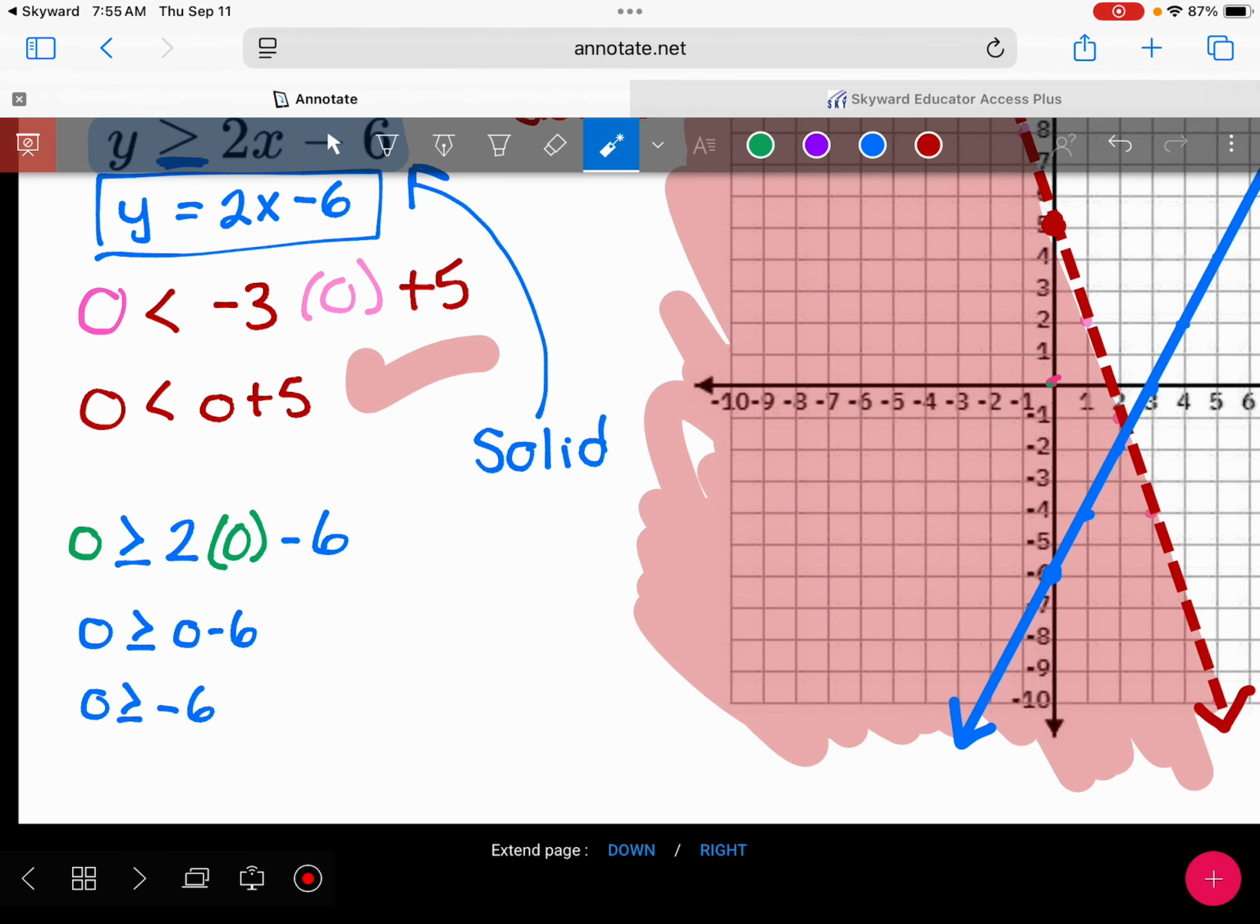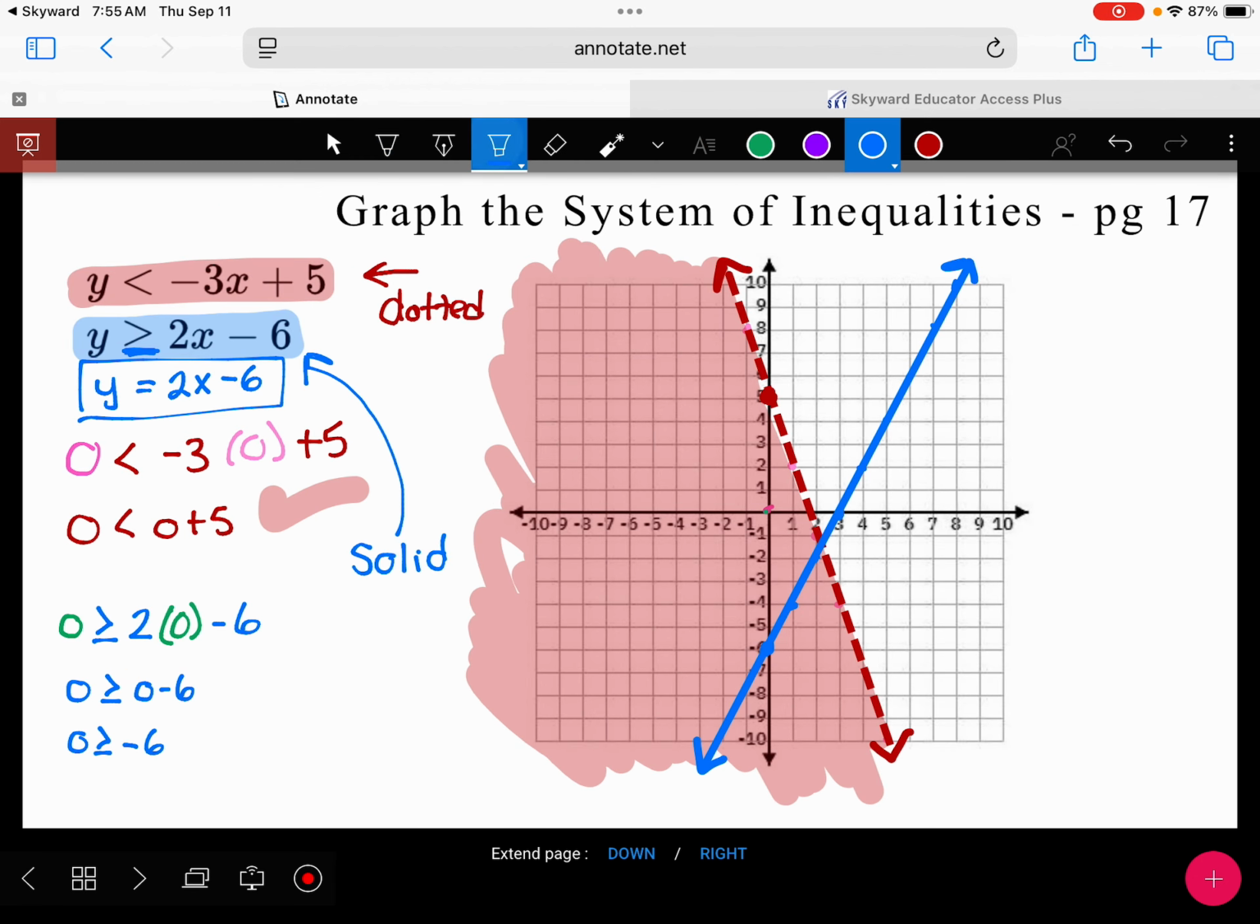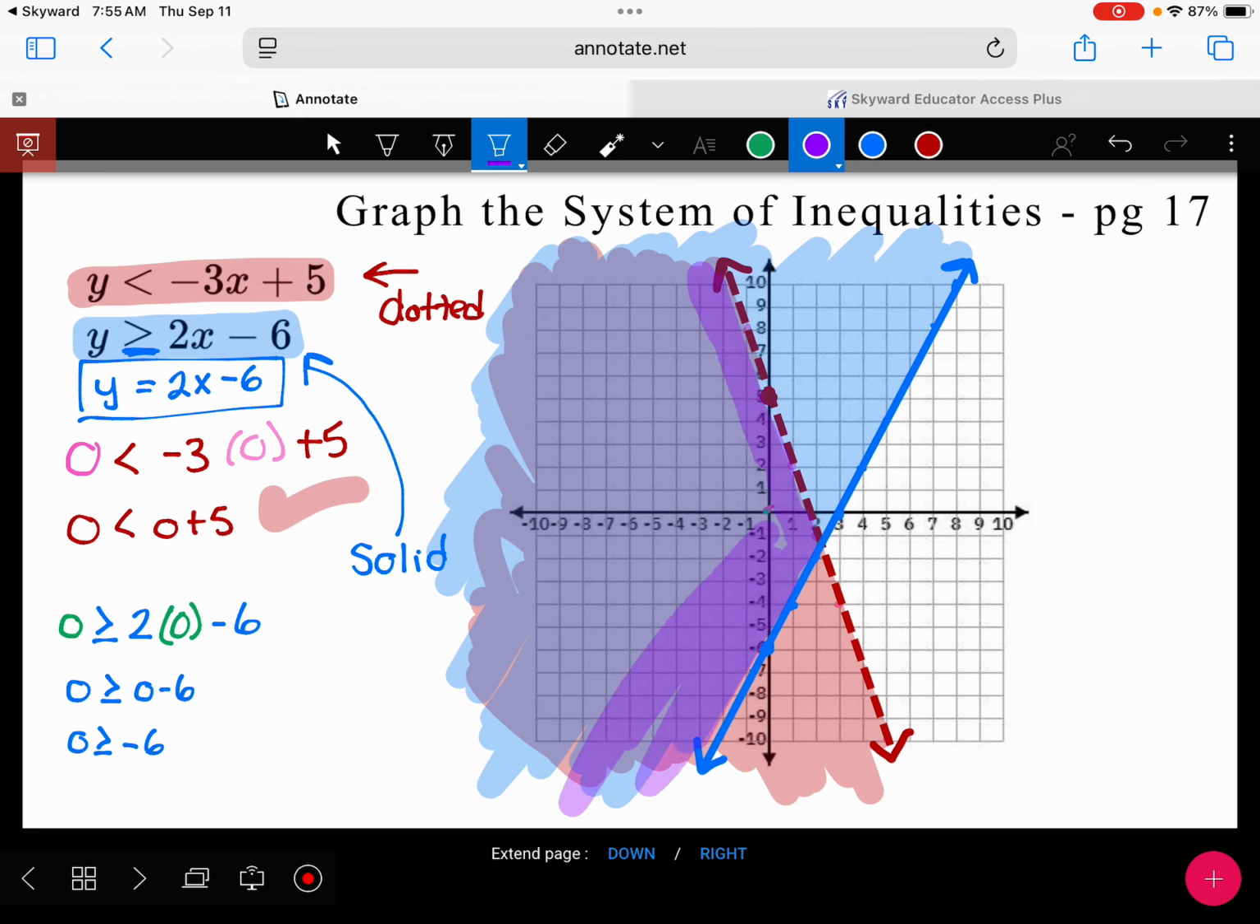So since 0, 0 is true, that means everything on this side of the blue line is true. So when I'm shading, we're going to shade above this blue line. That's all the stuff up here. And this is where it's nice to have two different colors, because I can see the blue area, I can see the red area, and I can see my kind of blurple area. I'm going to put a purple overlay over it so that we can actually see it a little bit clearer.